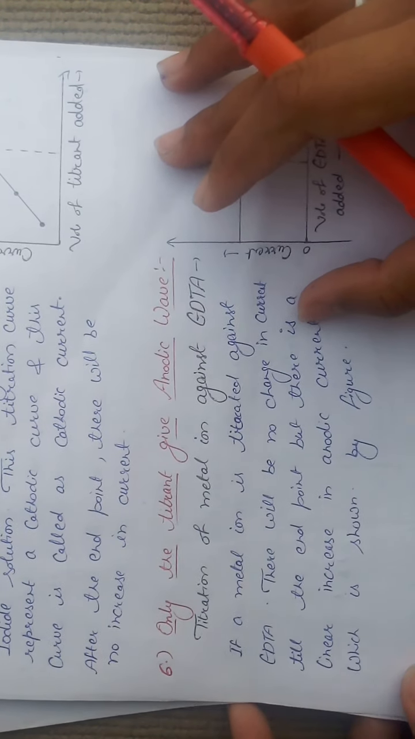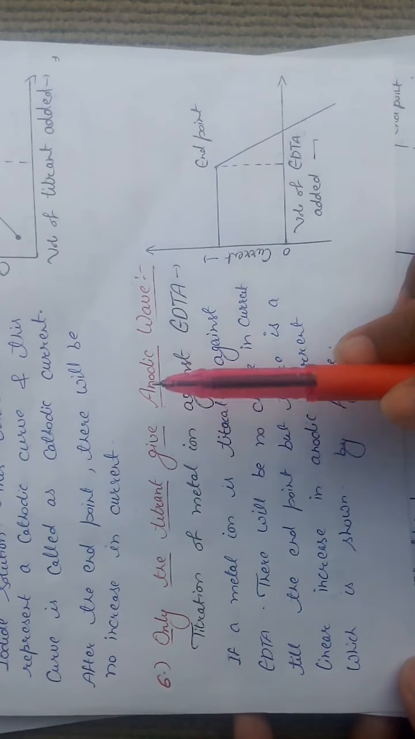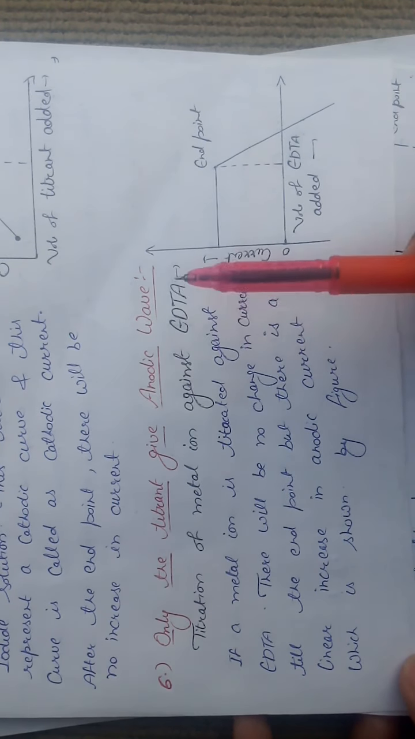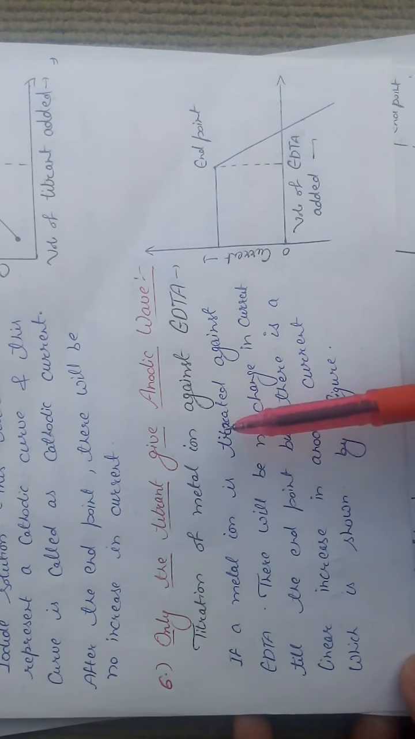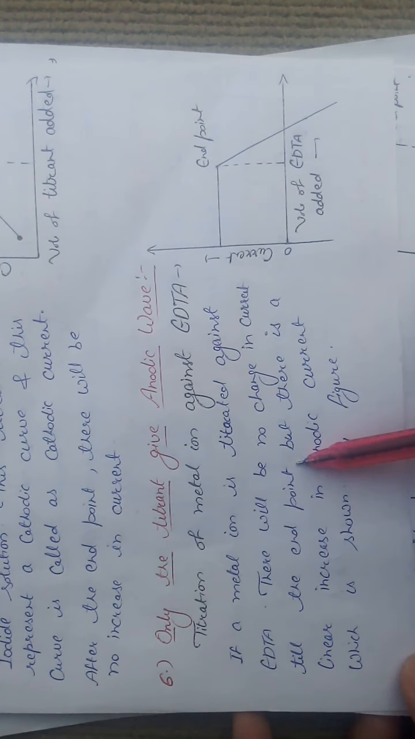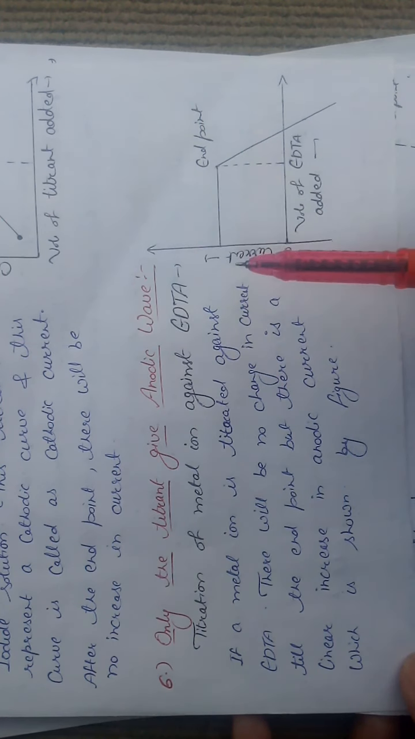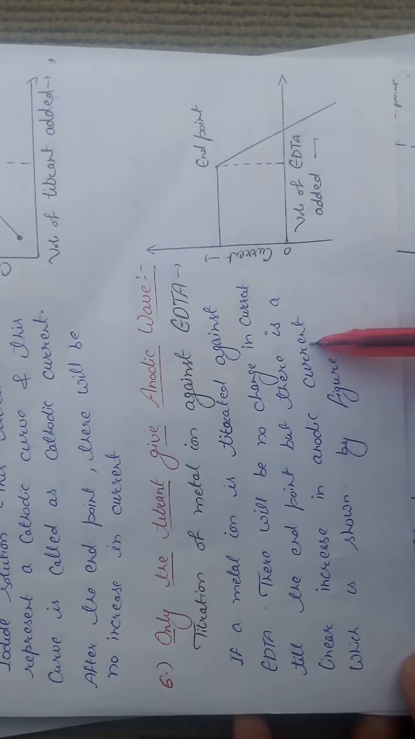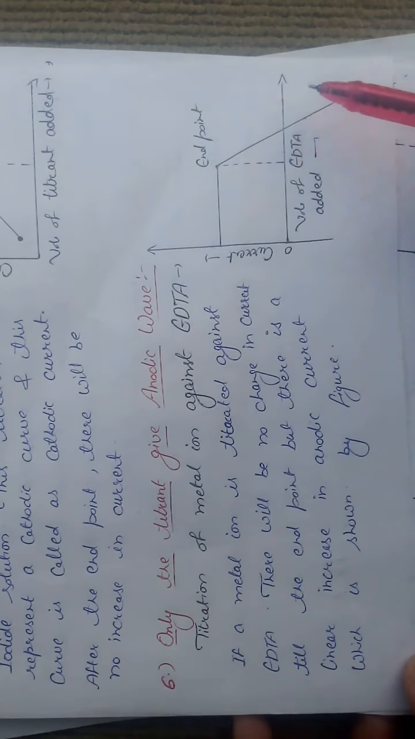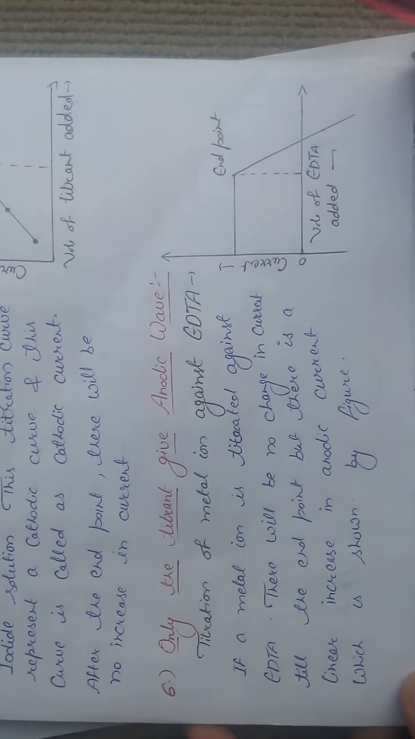In the sixth type of titration, only the titrant gives an anodic wave. Here is the titration of metal ions against EDTA. If a metal ion is titrated against EDTA, then there will be no change in current till the end point. But after that there is a linear increase in anodic current, which is shown in the figure. Anodic current, which is downward, right? So these are the 6 types of titration in amperometric titration.